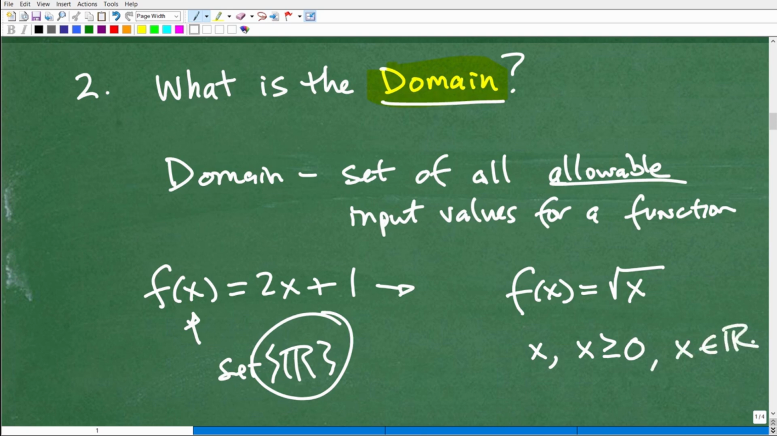There are a lot of different ways you can do that, but just know it's got to be positive or 0. You can't have any negative numbers to input into this function. Those numbers are not a part of what's allowed into that function, i.e. they're not going to be a part of the domain.